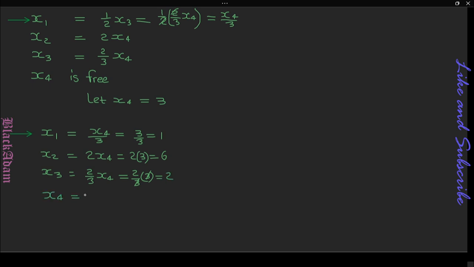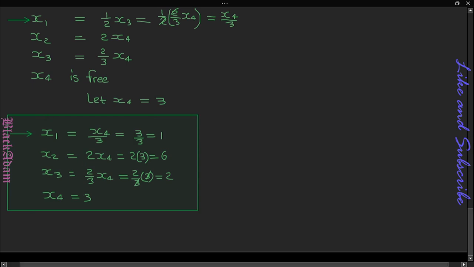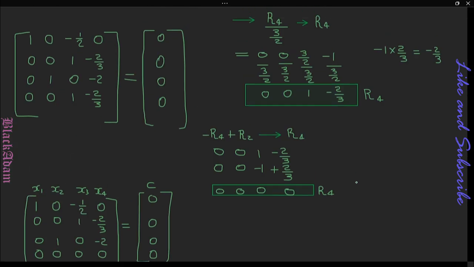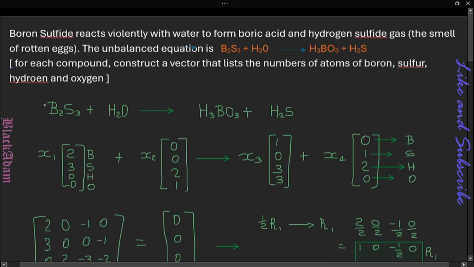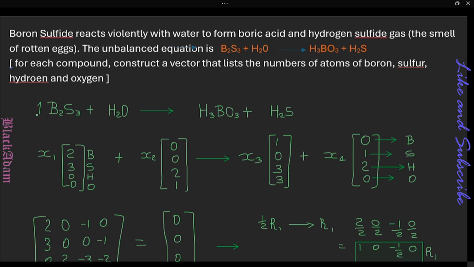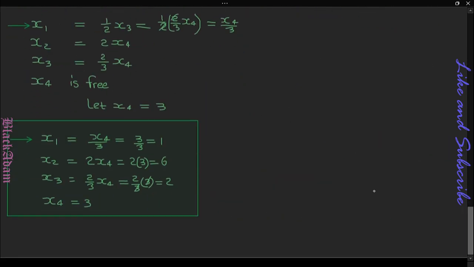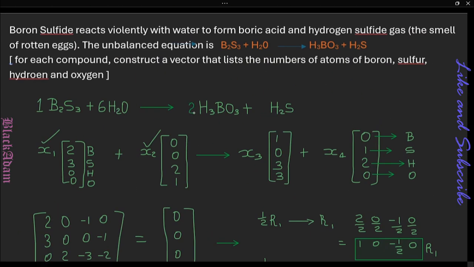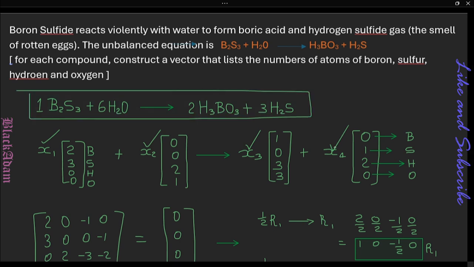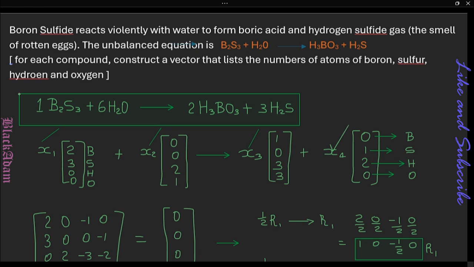We let x4 be 3 because it's a free variable, so we have the values 1, 6, 2 and 3. That is 1, 6, 2, and 3. So the equation is balanced. That's how we use a matrix and a linear system to balance the chemical equation.